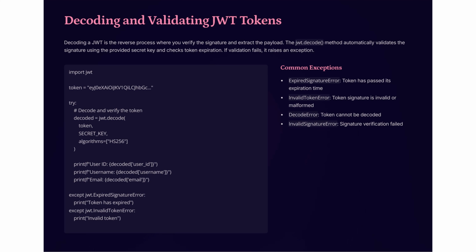Decoding a JSON Web Token involves verifying its signature and extracting the payload. Use jwt.decode with the secret key to validate the signature and check expiration. If the token is expired, an ExpiredSignatureError is raised. An InvalidTokenError indicates an invalid or malformed token. Handle these exceptions to ensure secure token validation.